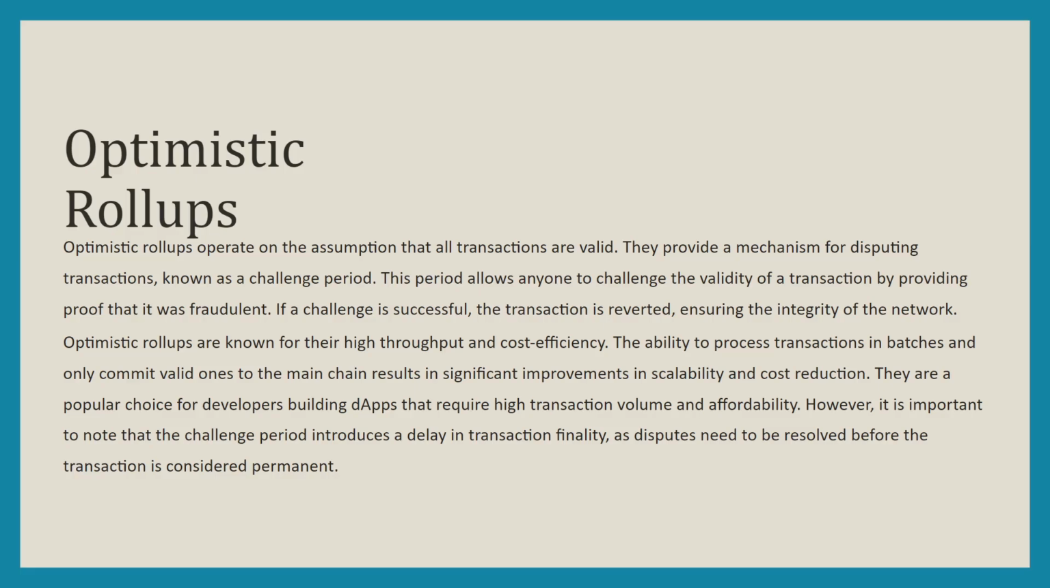Optimistic rollups are known for their high throughput and cost efficiency, with the ability to process transactions in batches and only commit valid ones to the main chain. This results in significant improvements in scalability and cost reduction.